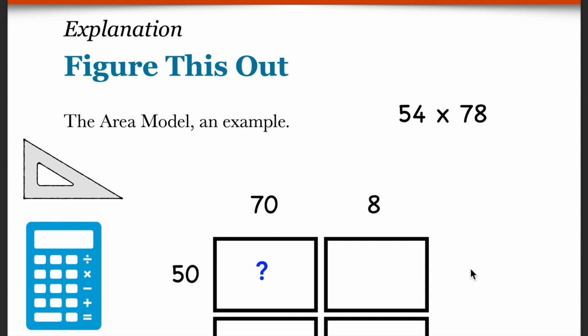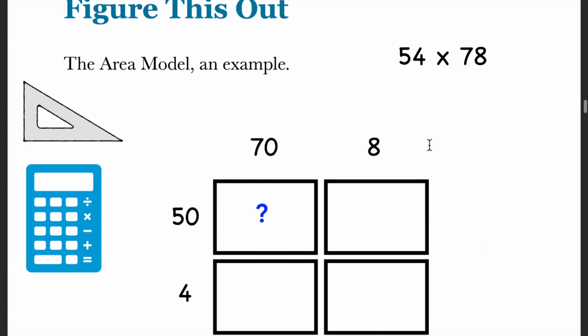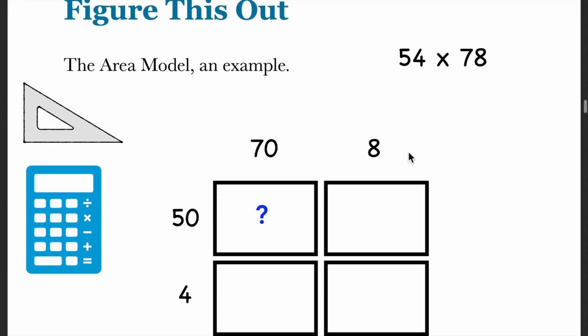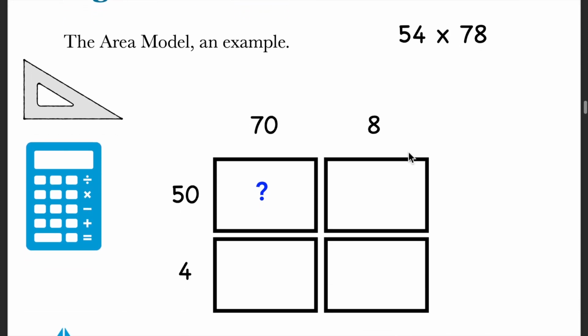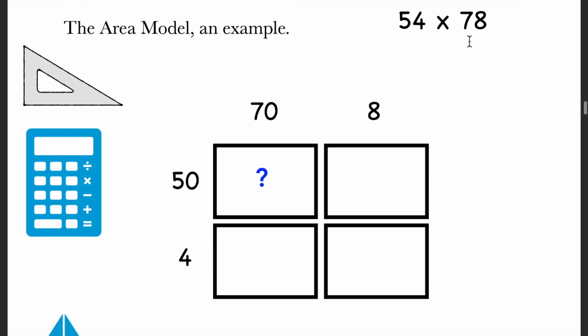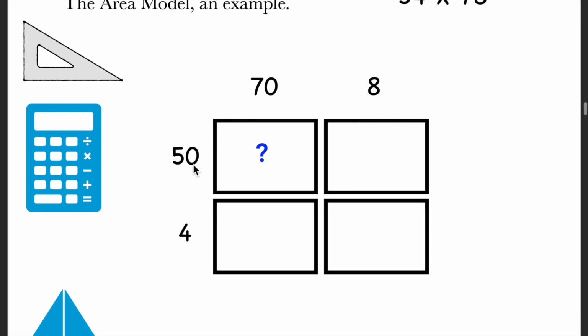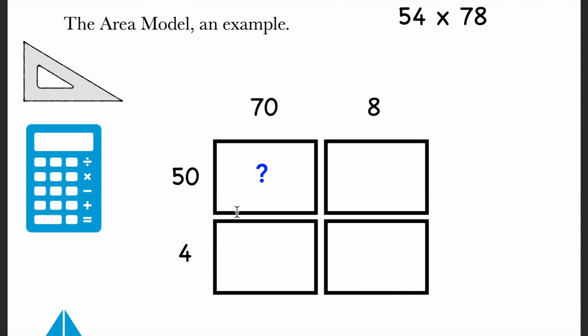Okay, so let's say we have this problem right here. We have to figure this out. We have 54 times 78. Sometimes you don't always have a calculator with you to figure things out, so you have to do it by hand. This is one method you might see. We can break up this 54 and this 78 into component parts. I have the 70 and 8, so obviously 70 plus 8 is equal to 78. Then I have the 50 and the 4. 50 plus 4 is equal to 54. So we've broken them out into component parts.